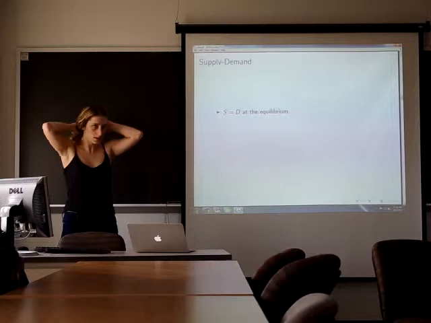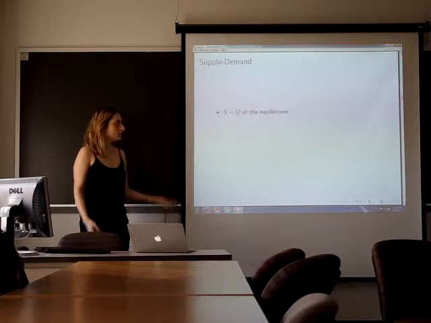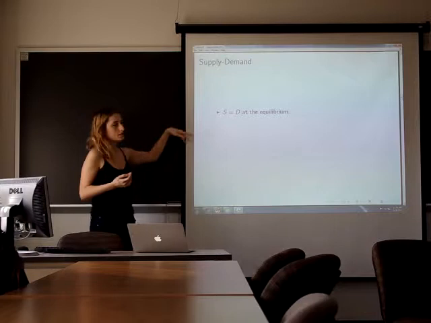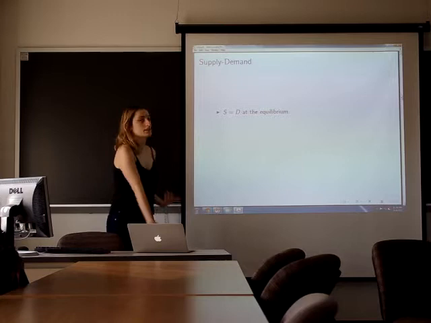Whether they are in the equilibrium. Yes, so they are not always at the equilibrium in the market, but we assume it to make models simpler. And we assume that even if they are not equal, the prices change accordingly so that they will go to the equilibrium, but they might not.